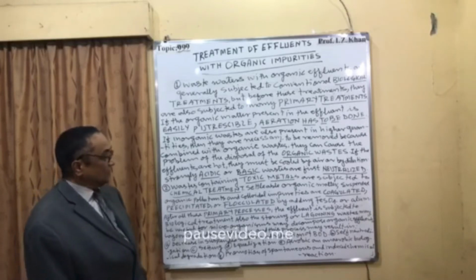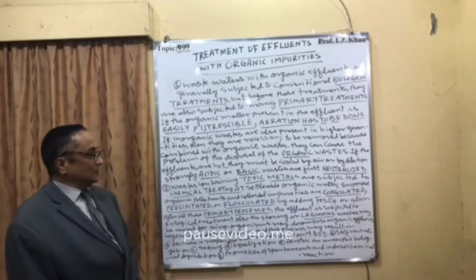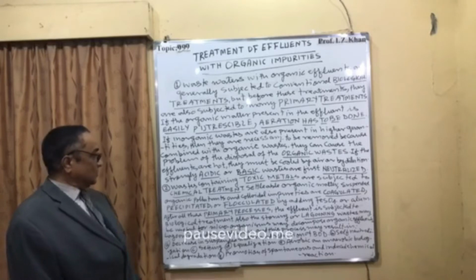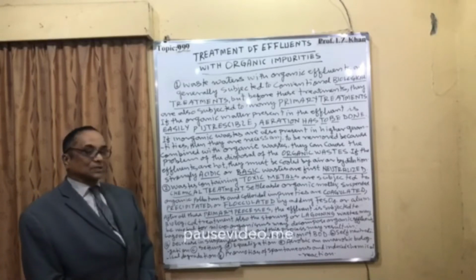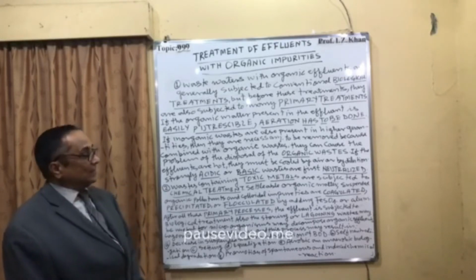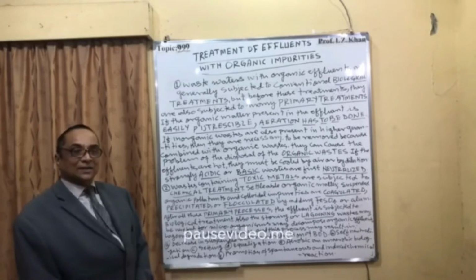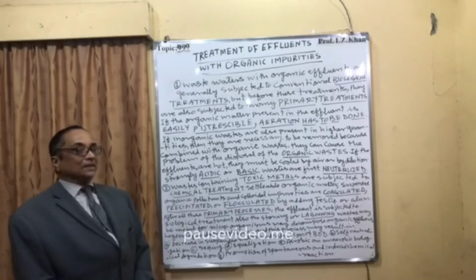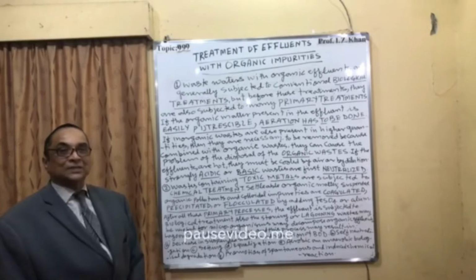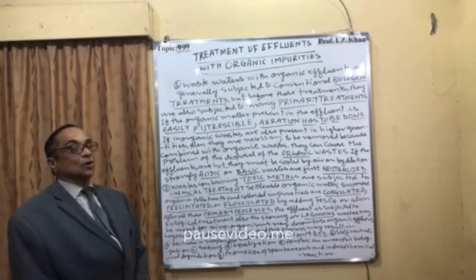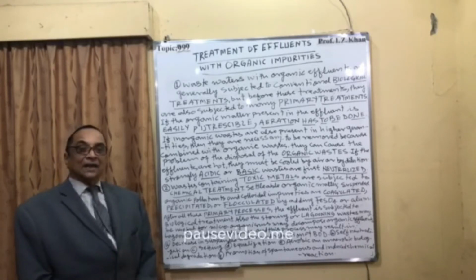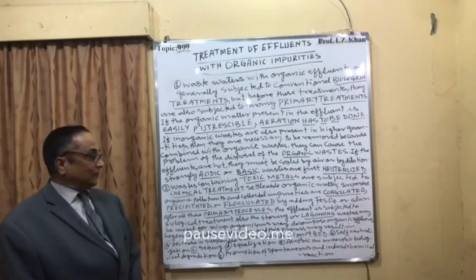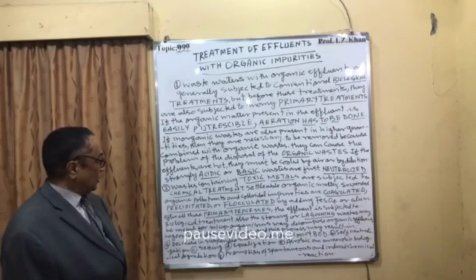For chemical treatment, soluble organic matter, suspended organic pollutants and colloidal impurities are coagulated. So when such suspended or colloidal particles are there, they can be coagulated and precipitated by coagulating or precipitating agents like alum or ferrous sulfate, FeSO4.